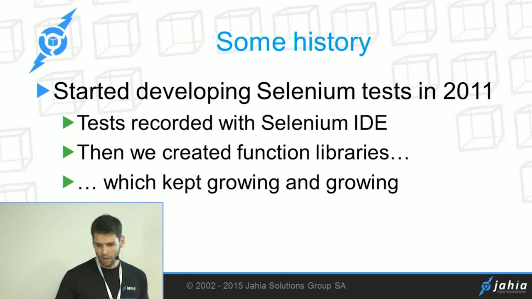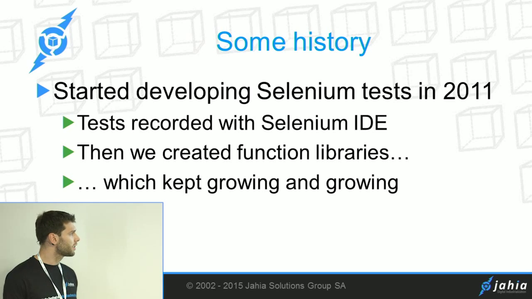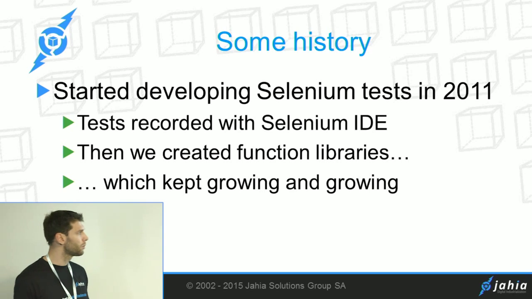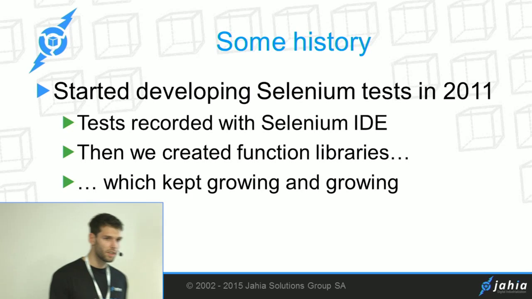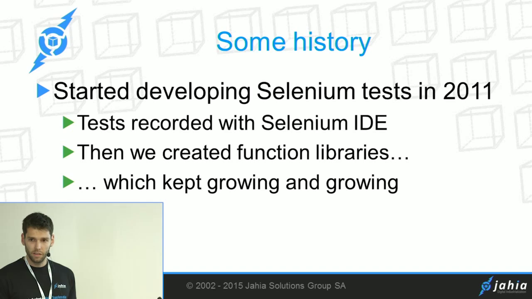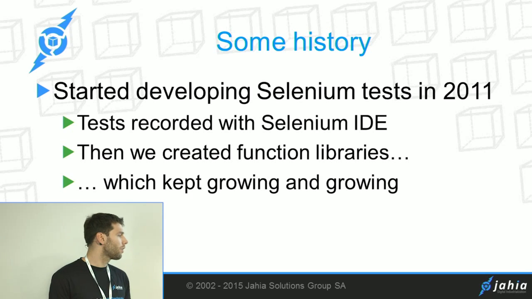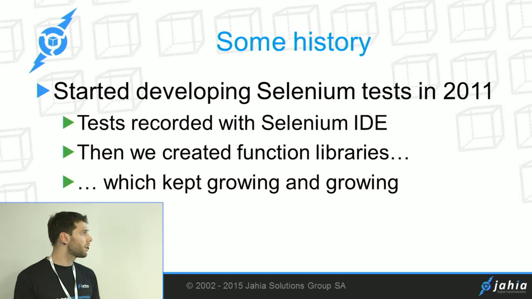So some history. At Jahia, we started using Selenium for our regression tests in 2011. And when we started, we didn't have any experience with it. So we wrote our first tests using Selenium IDE. Selenium IDE is a Firefox plugin that allows you to record all your actions on a website. When you click on links or submit forms, it will record that and generate test scripts that you will be able to execute against your browser again and again.